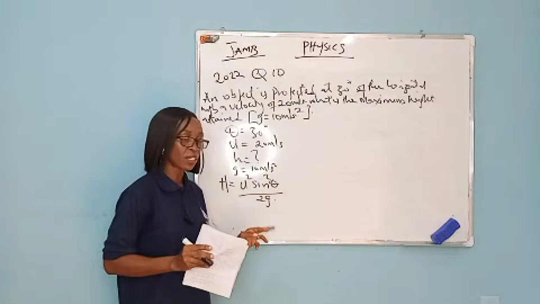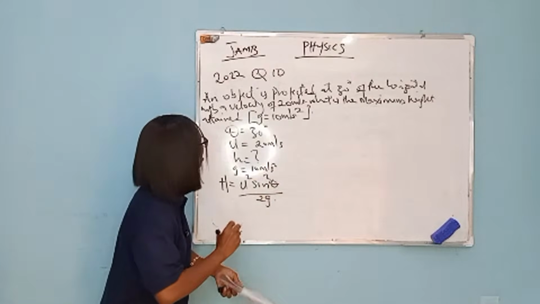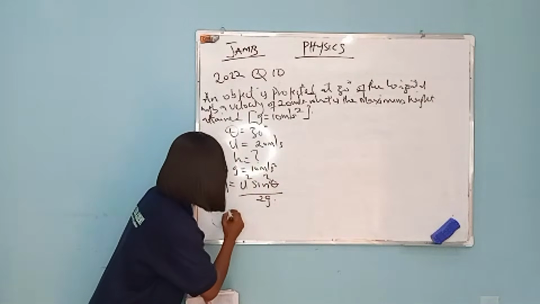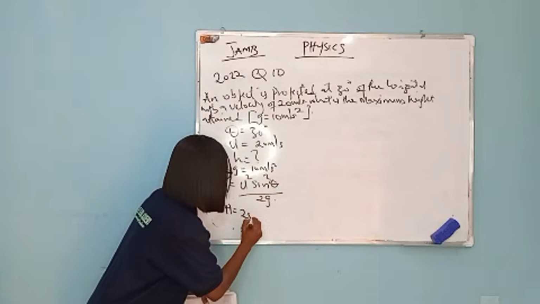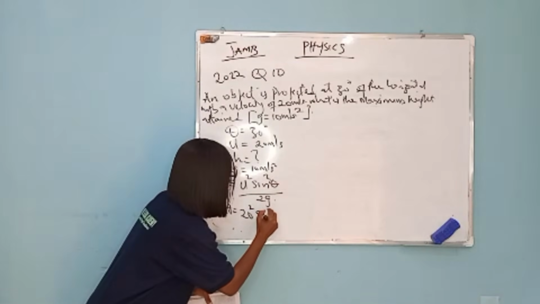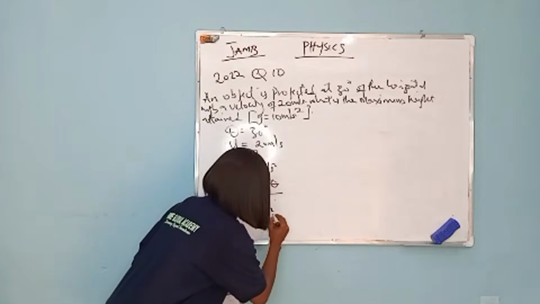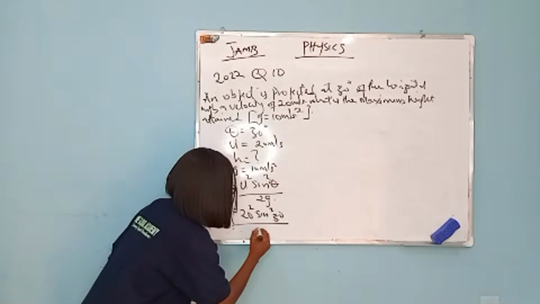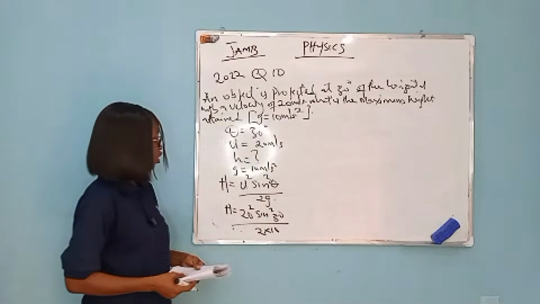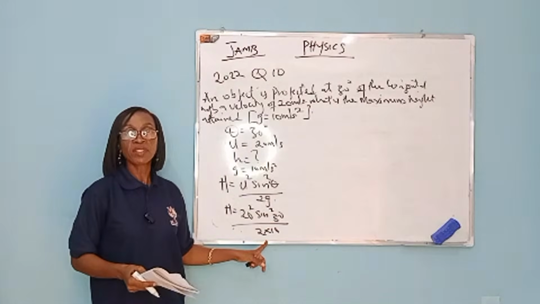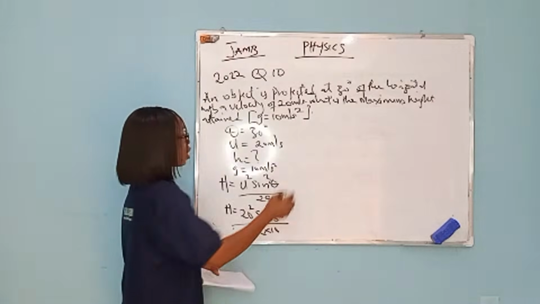So, our u is, what about u? 20. H is equal to 20 square sine square 30 all over 2 times 10, because I'm giving g as 10. Okay?